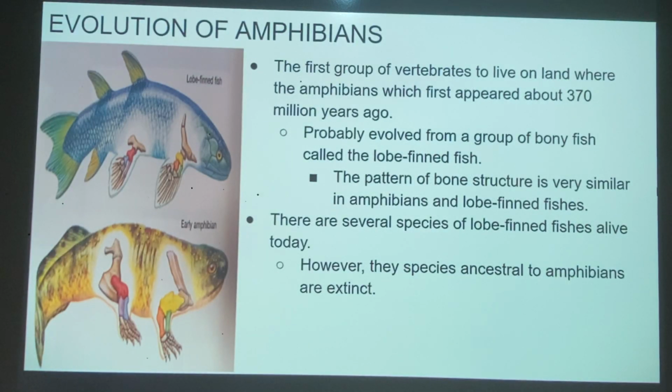And so then we transition into the amphibians. The first group of vertebrates to live on land appeared about 370 million years ago, and they probably evolved from a group of bony fish called lobe-finned fish. The pattern of bone structure is very similar in amphibians and lobe-finned fishes. That's why we're able to say that they probably evolved from one another. There are several species of lobe-finned fishes alive today. However, the species that gave rise to the amphibians are completely extinct. We're not going to be able to find them anywhere.